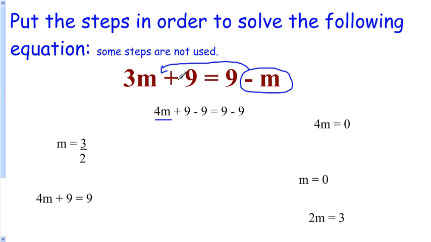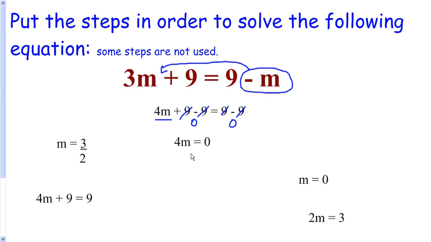Then we need to get rid of the 9, so we get 9 minus 9, but whatever we do to that side, we have to do to the other side. So we have 9 here minus 9. So then we end up, if we cross these ones out, because that will give us 0, and here we'll get 0 as well. So the next step we get there should be 4m is equal to 0. So that's the next step there.